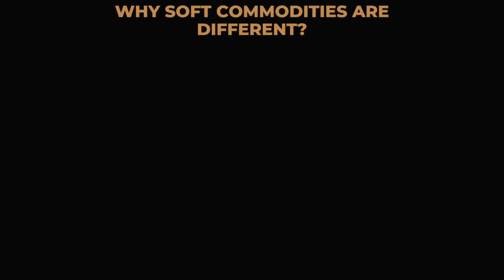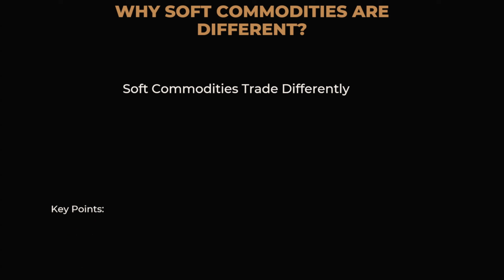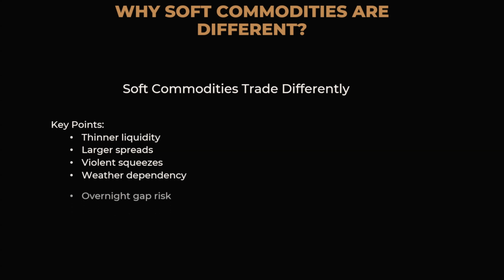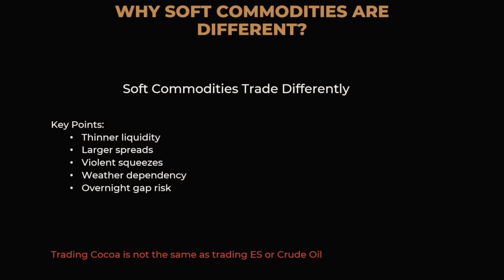So why are soft commodities different? Soft commodities trade differently than anything else for a few key points. Liquidity is thinner, the spreads are larger, you can have extremely violent squeezes because of the lack of liquidity, weather dependency, and there is huge overnight gap risk. There is no overnight market. Trading cocoa is not the same as trading ES or crude oil. It can hurt you, and it can hurt you very quickly.